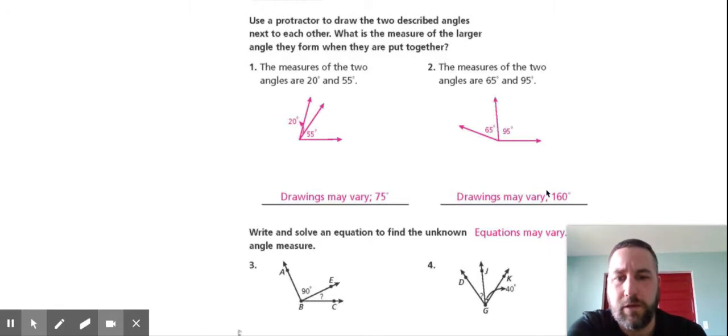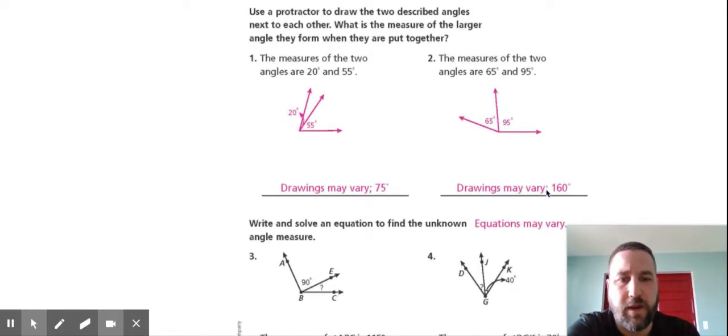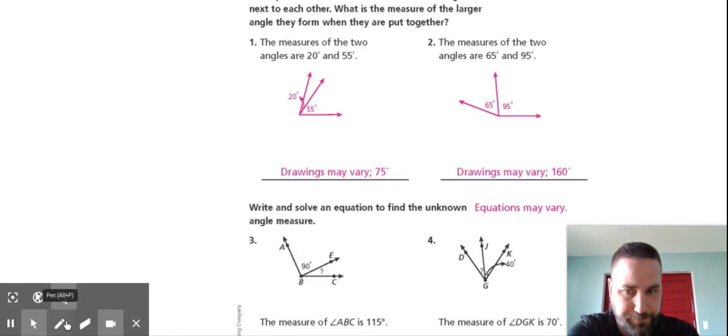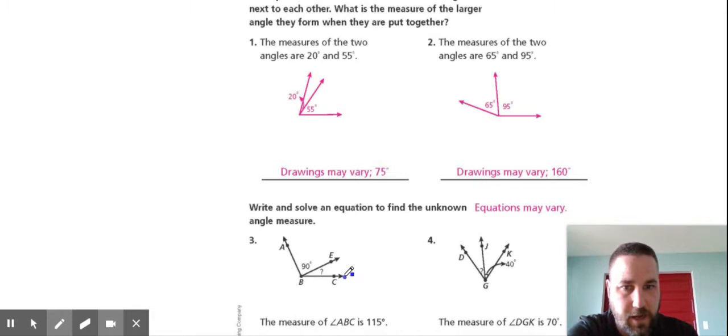All right. So now it says to write and solve an equation to find the unknown angle measurements. So the key part to number 3 here is that we know that the measurement of A, B, and C all together is 115, right? So from A to B to C, this entire big angle here is 115, okay? So then all you guys have to do to figure out what the angle of EBC or CBE is, is take away what they're giving you.